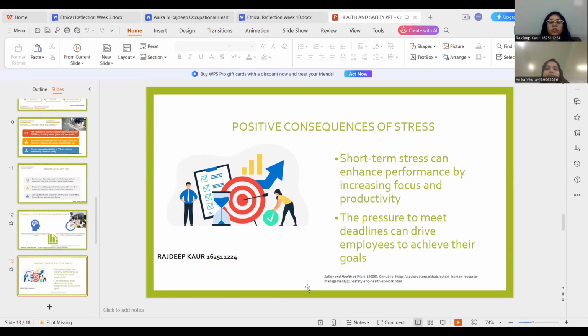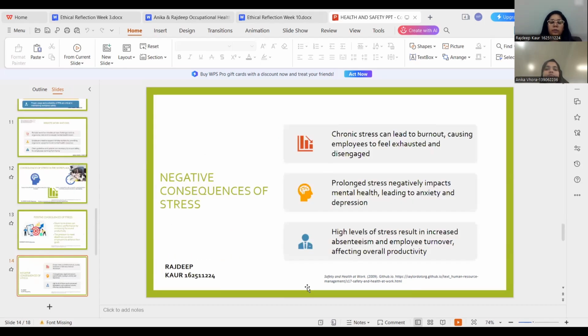And number two, the pressure to meet deadlines can drive employees to achieve goals. It happens everywhere. We can even see that in students. When they are under pressure and have an assignment deadline, they will finish that assignment within the given deadline. Whereas if we do not have that stress or pressure, there is a likelihood that the person is not going to work appropriately according to the plan that has been laid out by the organization. So in the next slide, we are going to talk about the negative consequences of stress.